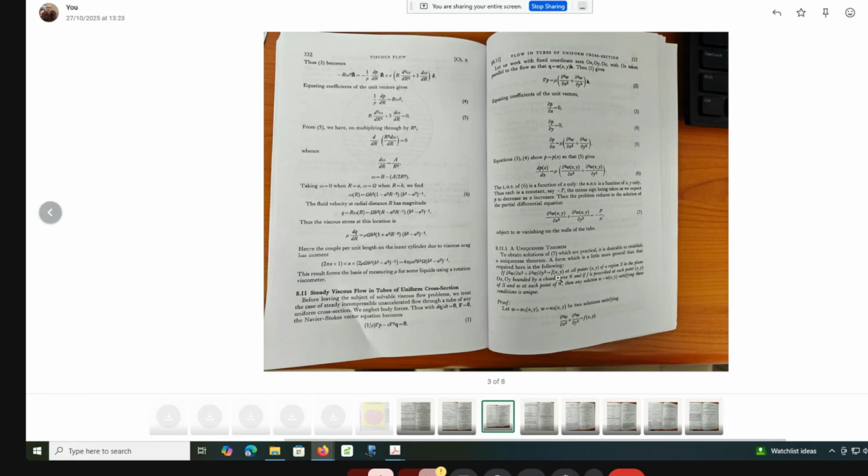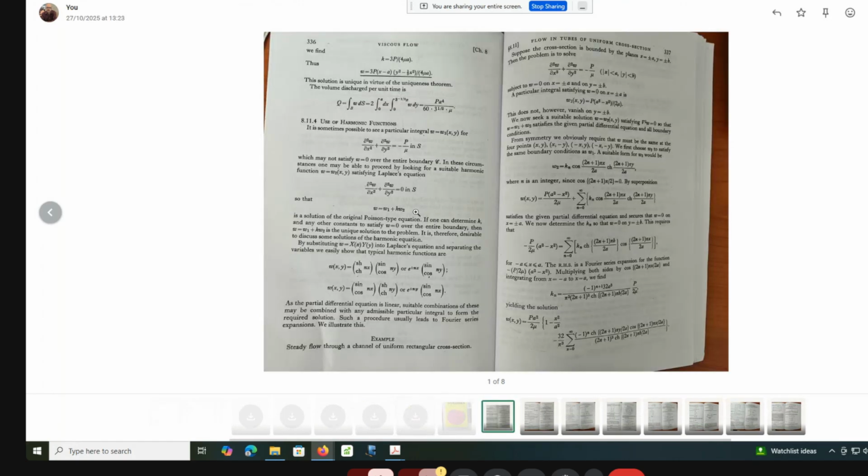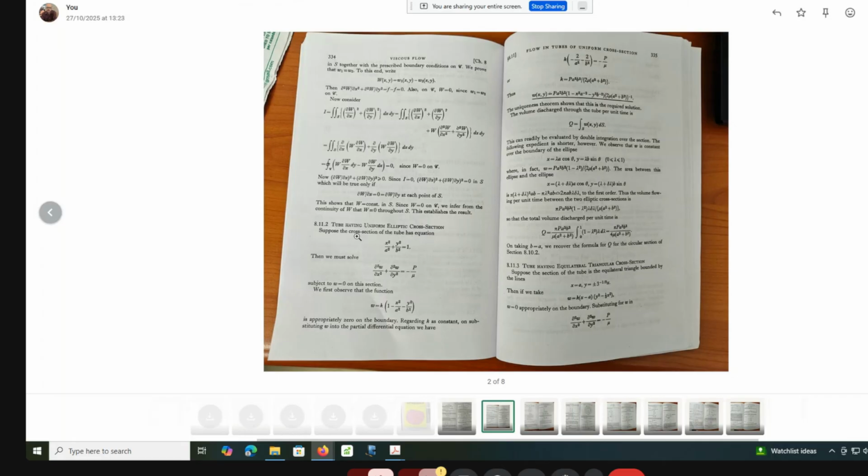So I will show the uniqueness theorem not from this. I will show you very nicely in general Robin kind of problems. For the Laplace equation, in a mathematical way, there is a uniqueness. Once you know that this problem has a unique solution, you can see how they deal with it. So finally, you pick up a problem. You see this tube having uniform elliptic cross section.